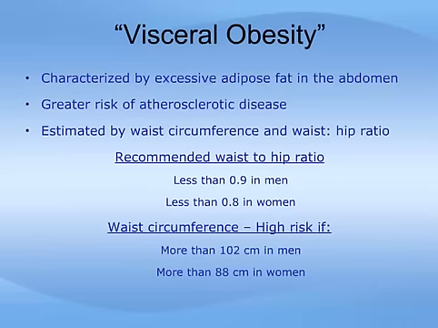The second recommended way to estimate a person's body fat is to measure so-called visceral obesity by an estimated waist circumference and waist-to-hip ratio measurement. The recommended waist-to-hip ratio for men is less than 0.9 and less than 0.8 for women. In regards to waist circumference, you are at a high risk if your waist measurement is more than 102 centimeters and you are male, or more than 88 centimeters and you are female.